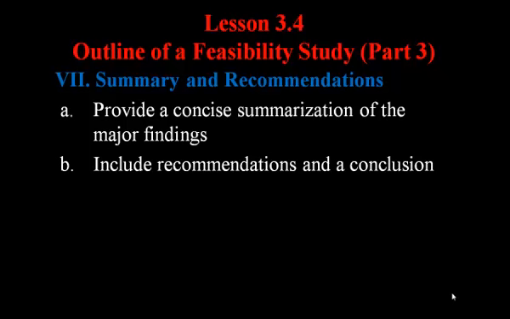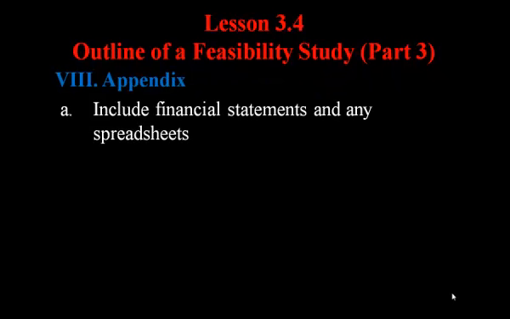Your section 7, which is summary and recommendations, you should provide a very specific and concise summarization of the major findings. It's more than the executive summary of saying, here's what's coming in my feasibility study. The summary and recommendation says, okay, this is what this product or service will do in the marketplace, and also here are my recommendations, and then of course a conclusion. And that will complete your feasibility study.